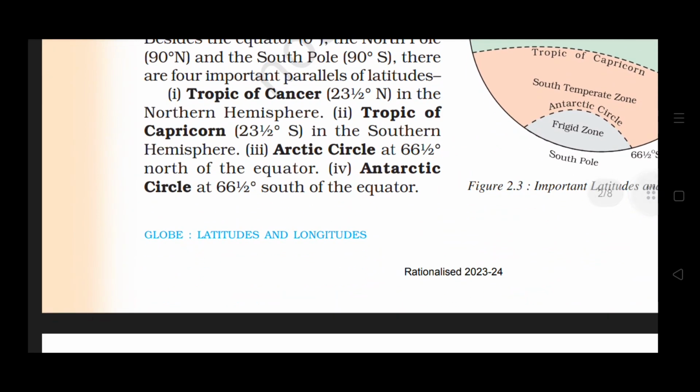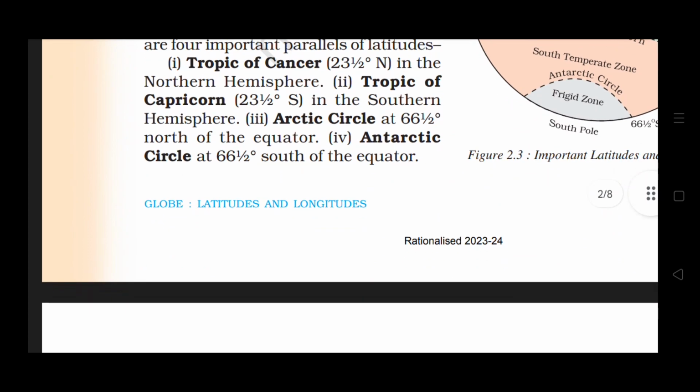The Tropic of Cancer is 23.5 north in the northern hemisphere, and the Tropic of Capricorn is 23.5 south in the southern hemisphere. The Arctic Circle is at 66.5 north of the equator, and the Antarctic Circle is at 66.5 south of the equator.